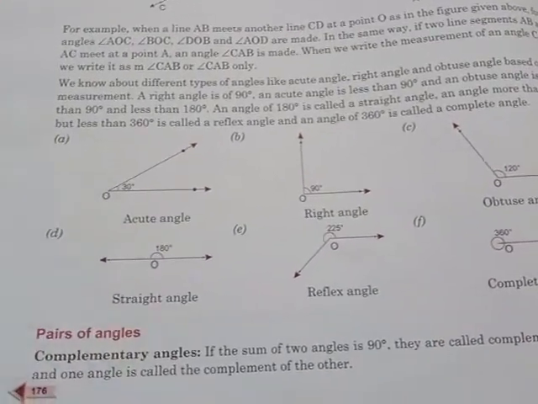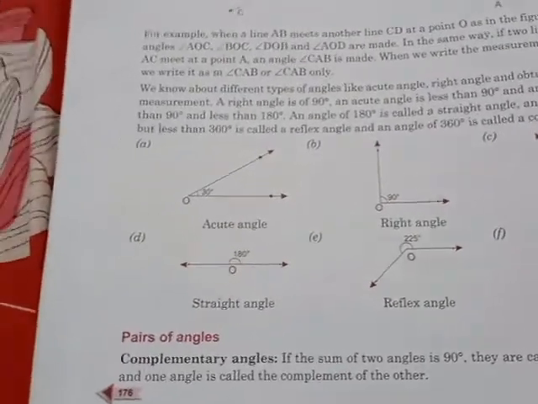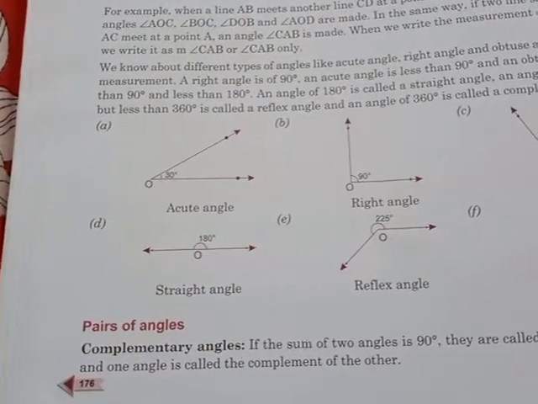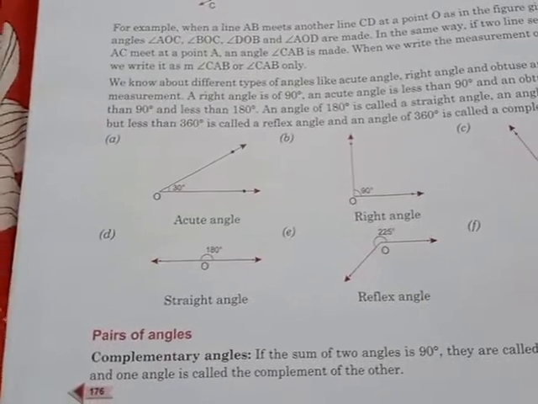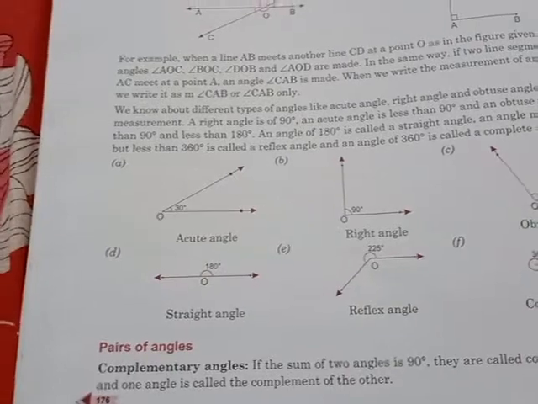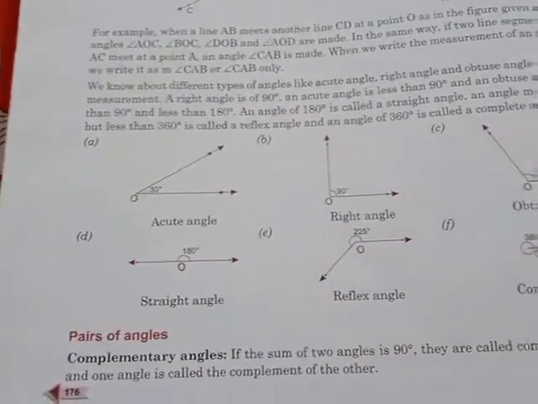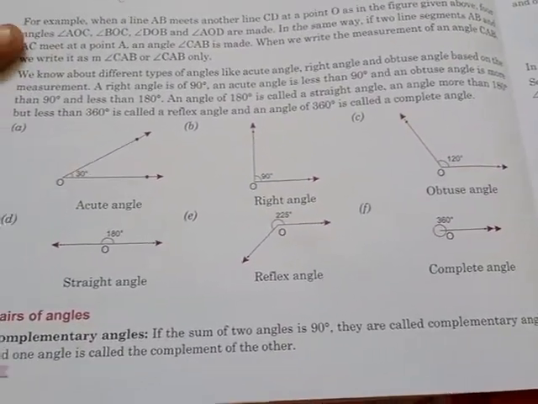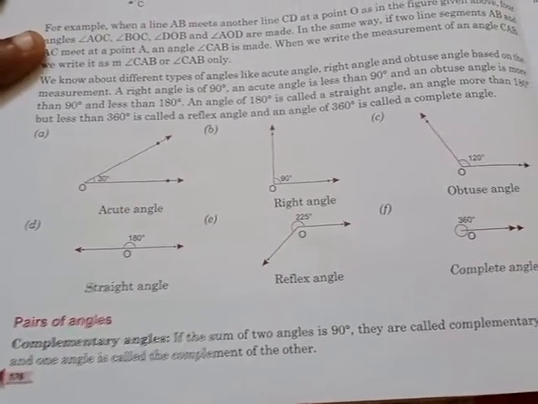Now I will discuss complementary angles and supplementary angles. At first, complementary angles or supplementary angles are a pair of angles. If the sum of two angles is 90 degrees, they are called complementary angles, and one angle is called the complement of the other.